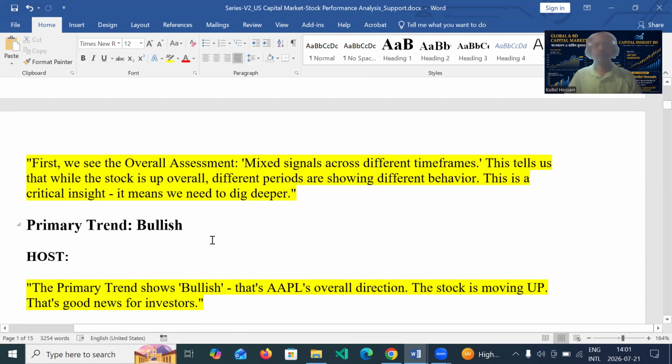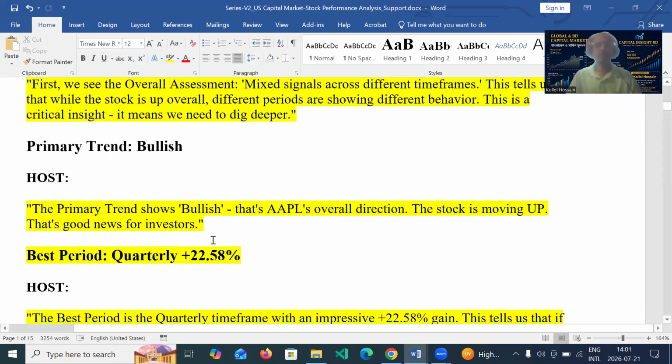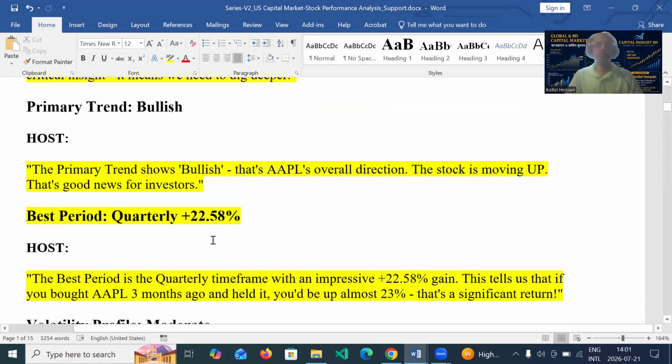First, we see the overall assessment, mixed signal across different time frames. This tells us that while the stock is up overall, different periods are showing different behavior. This is a critical insight. It means we need to dig deeper. Primary trend bullish. The primary trend shows bullish, that's Apple's overall direction. The stock is moving up. That's good news for investors.